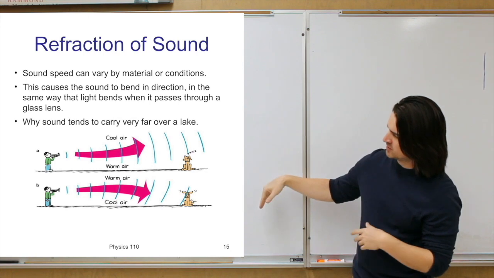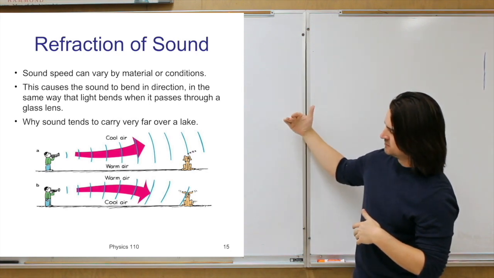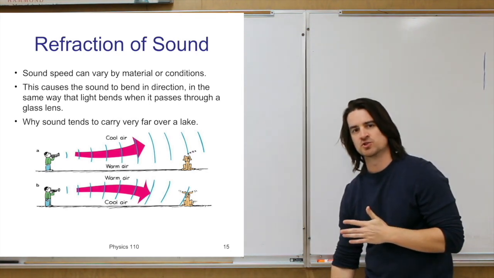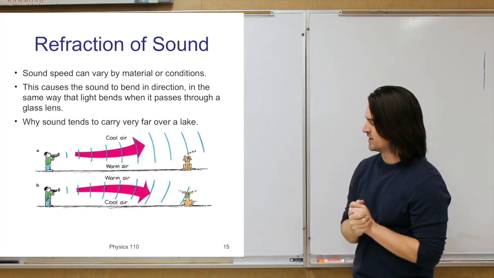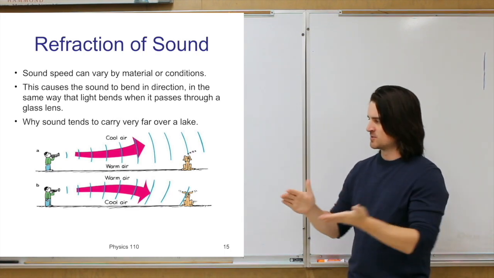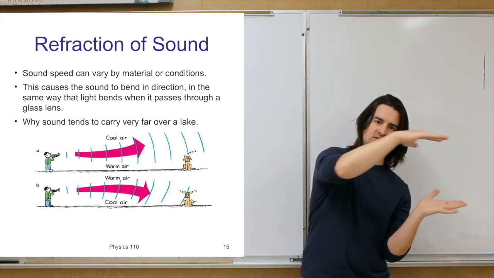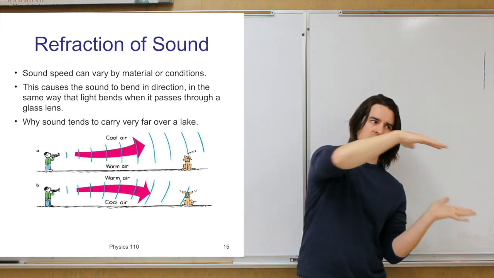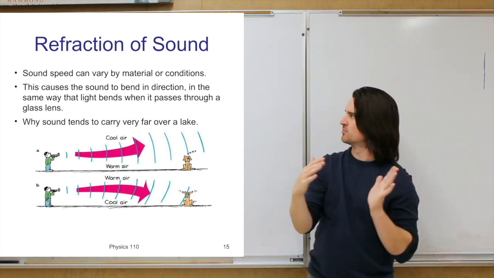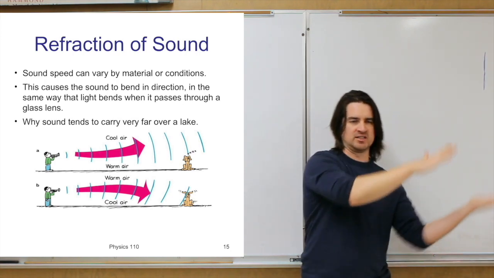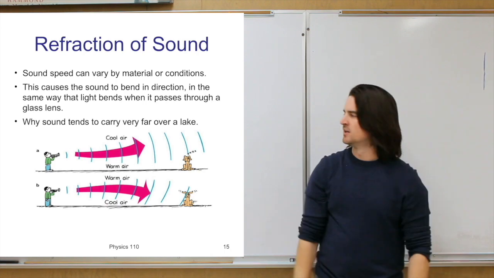And conversely, if the air was warm above and cool closer to the surface, or closer to the ground, then the opposite will happen. The sound's traveling along and the air above is faster than the air below it, so it starts to bend down. These are both examples of refraction. One's refracting upward, one's refracting downward.